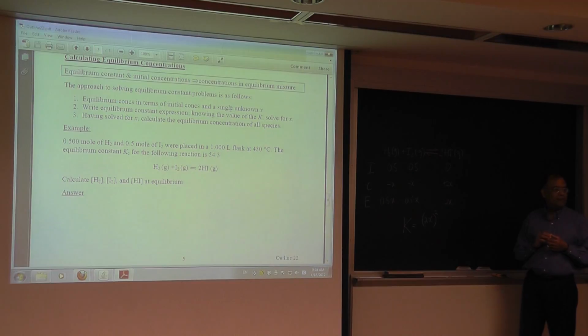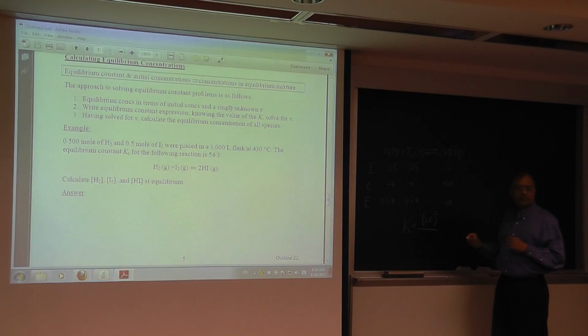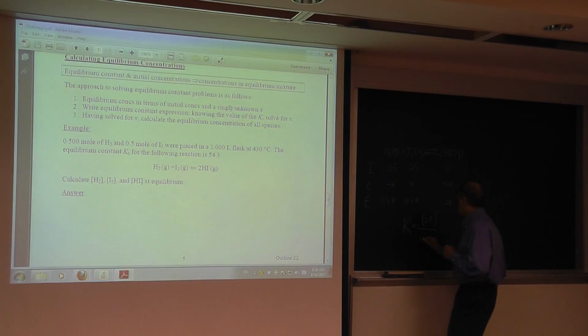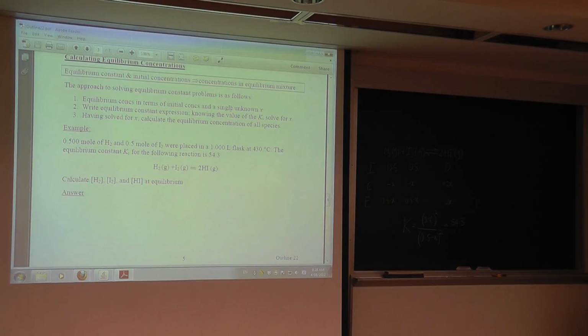I have a question though. Say the volume was not 1 liter. Then it will be a lot more arithmetic here that I don't want to deal with. I made it 1 liter to make the arithmetic easy. So what's in the denominator? 0.5 minus x. And that's going to be equal to 54.3. You have to be able to write these types of equations.